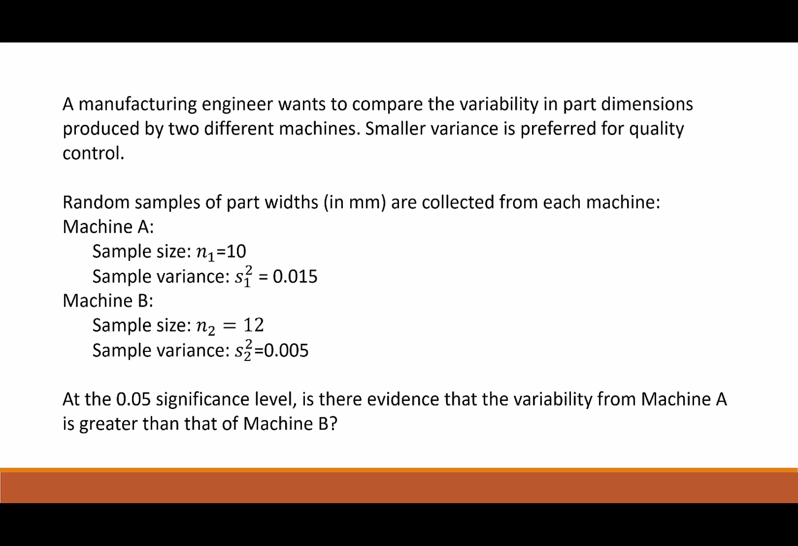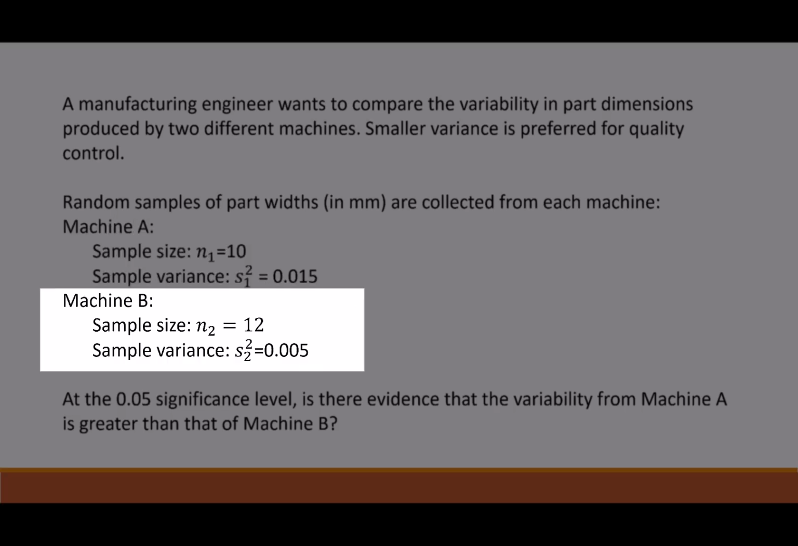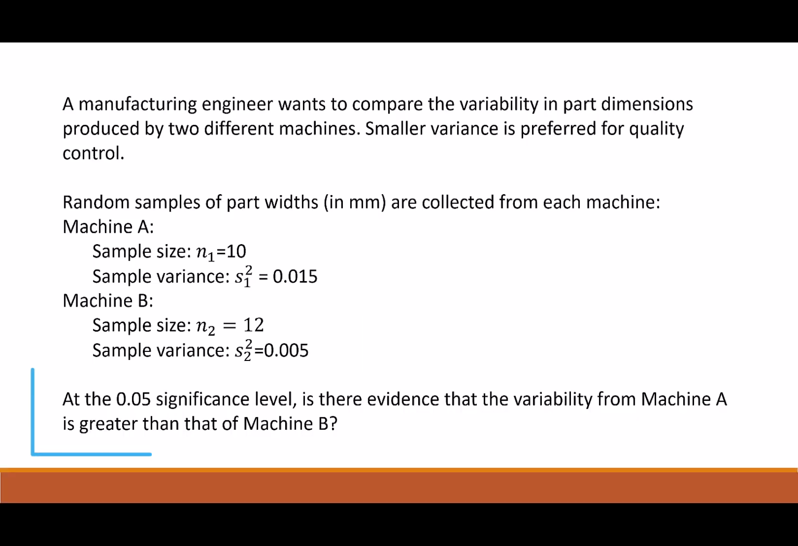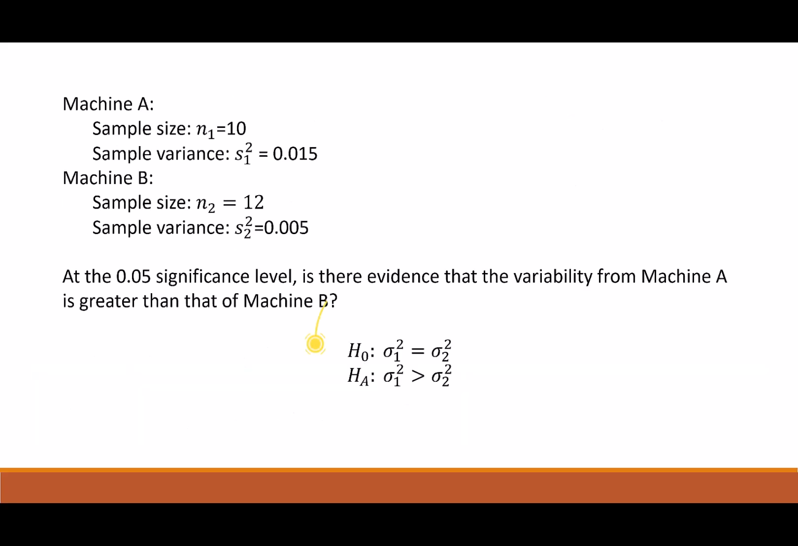A manufacturing engineer wants to compare the variability in part dimensions produced by two different machines. Smaller variance is preferred for quality control. Random samples of part widths in millimeters are collected for each machine. For machine A, 10 samples were taken where the sample variance was 0.015. For machine B, 12 samples were taken with a sample variance of 0.005. At the 0.05 significance level, is there evidence that the variability for machine A is greater than that of machine B?